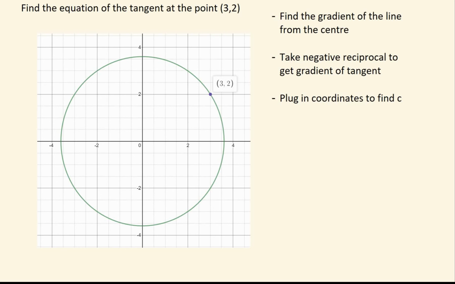Okay, so let's go on to the main question. We're going to find the equation of the tangent at this point 3, 2. So drawing that on, that's going to look something like that. And again, we're going to follow these same 3 steps.